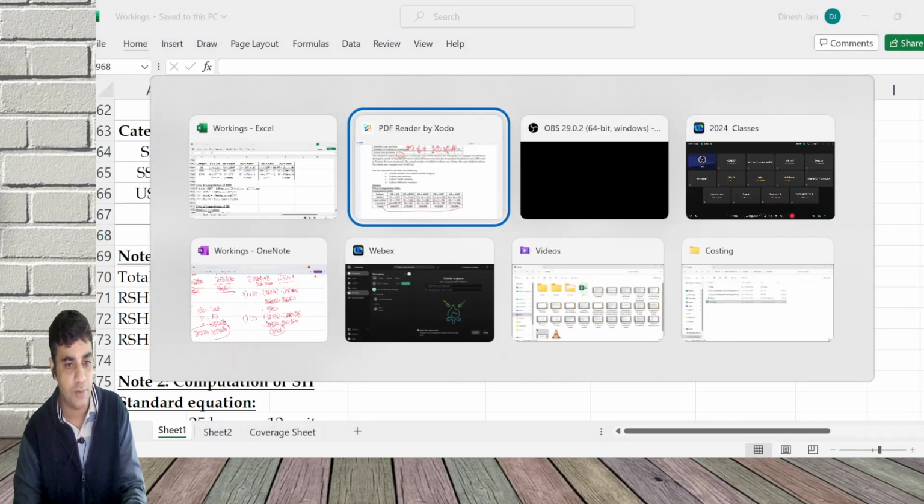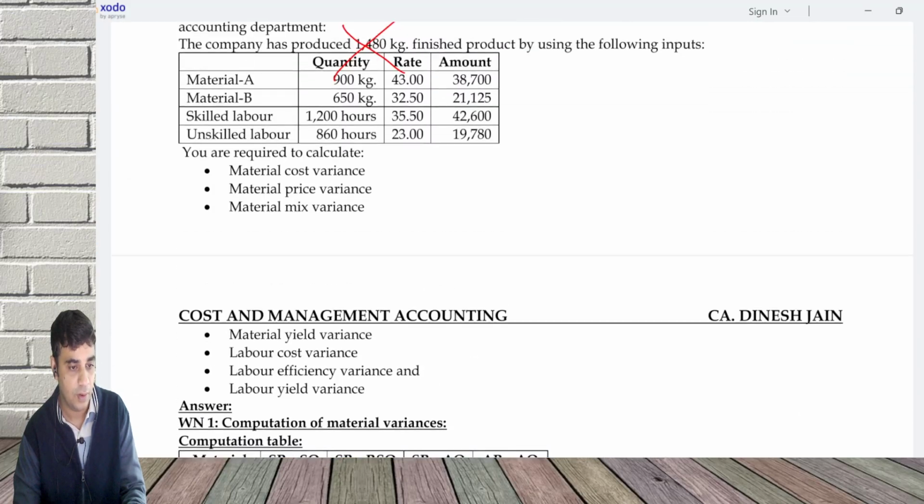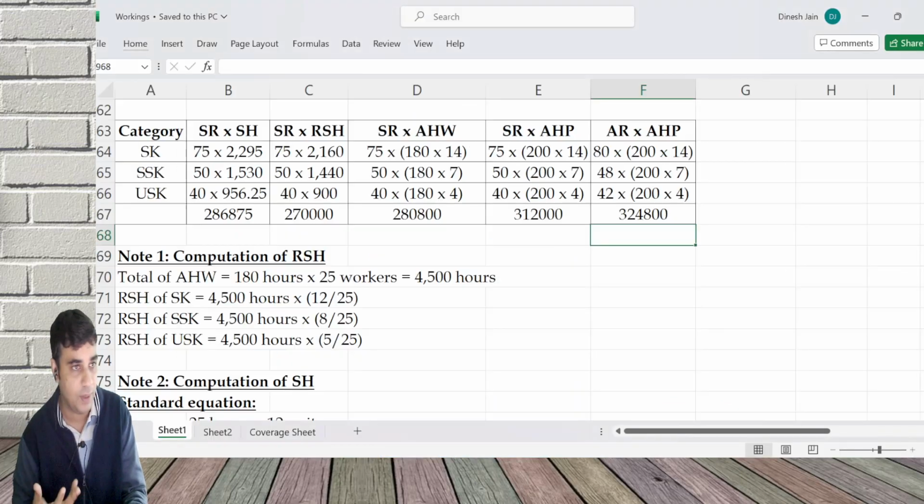There was one more question which was pending in labor. That is also homework only. There are a lot of homework questions I've given, but more for your practice. I can keep doing any number of questions. Please do those questions and we'll discuss. We're done with material and labor.